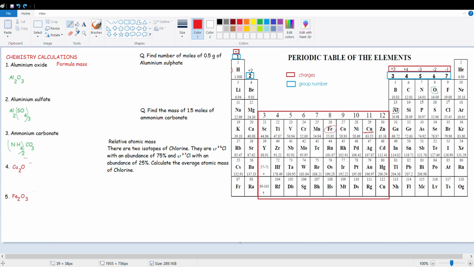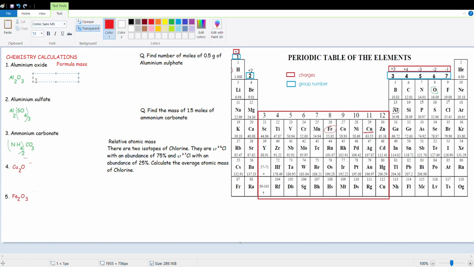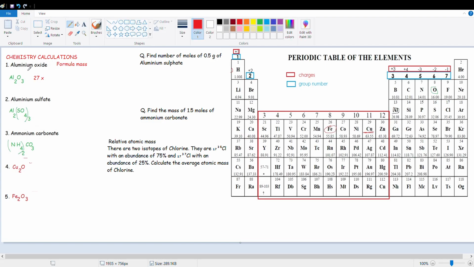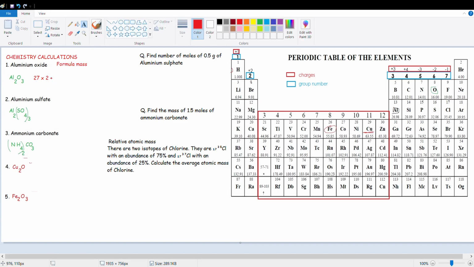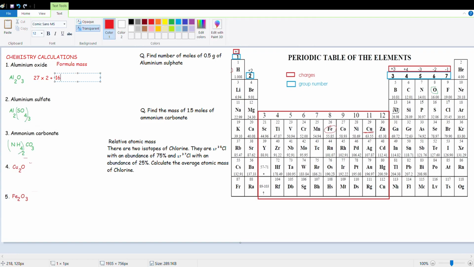I take 27, because I need to see the number of atoms of aluminium, and you can see clearly the number of atoms of aluminium is 2. So I will multiply by 2 here, and then we add plus 16, which is oxygen. Oxygen is 16, and the number of atoms of oxygen is 3. So 27 times 2, you need to use your calculator.